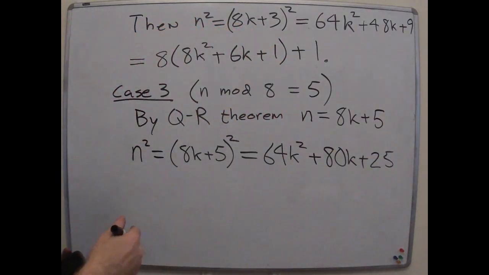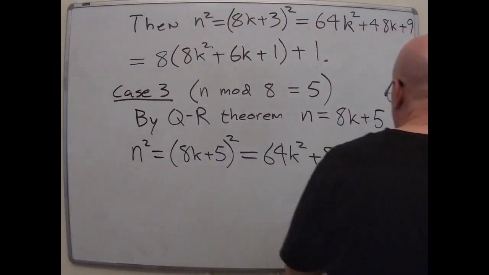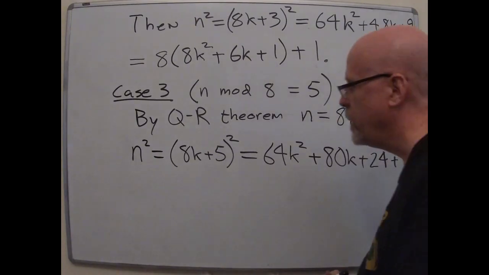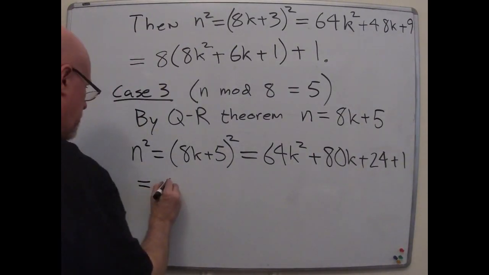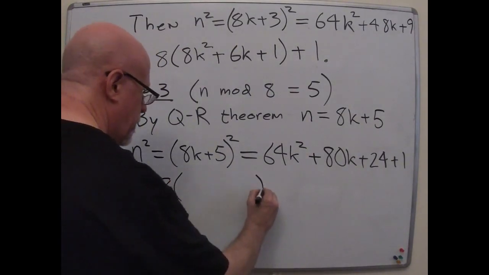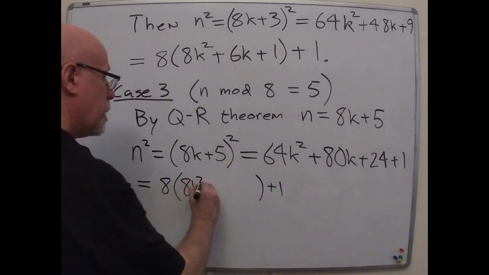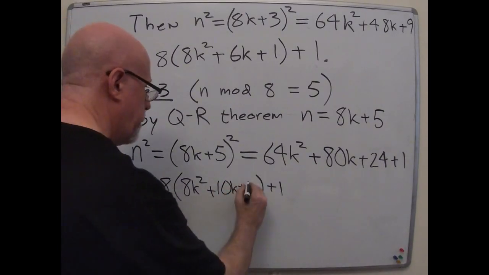Now again, we have to end up really with a plus 1 on the end, so at least in our minds, we should be thinking of this 25 on the end as a 24 plus another 1. Then you can rearrange it the way we want it to be. It's 8 times some number plus 1, where the number is 8k squared plus 10k plus 3.